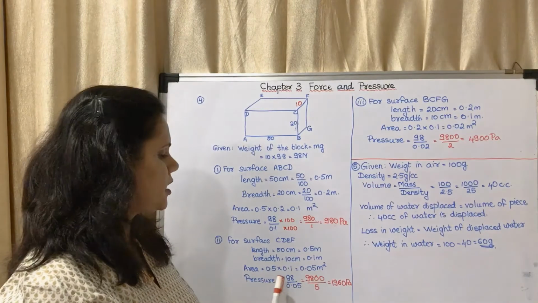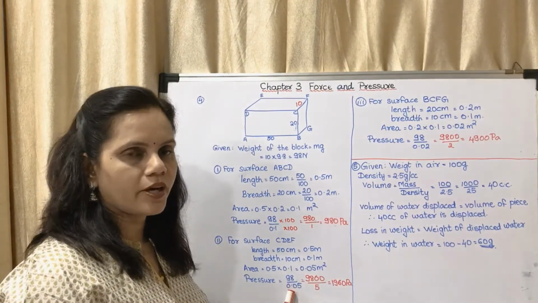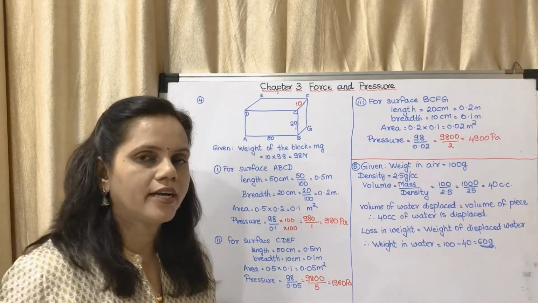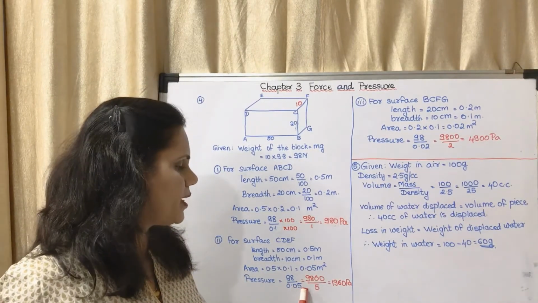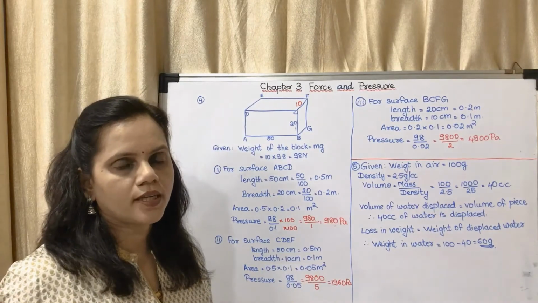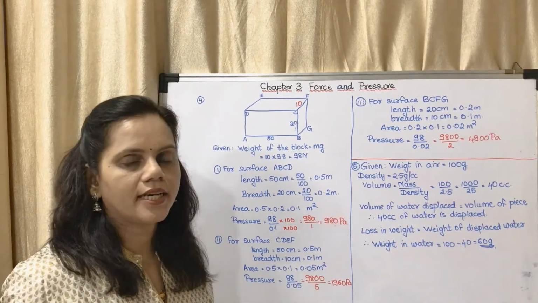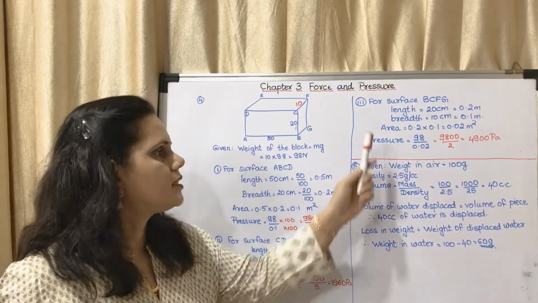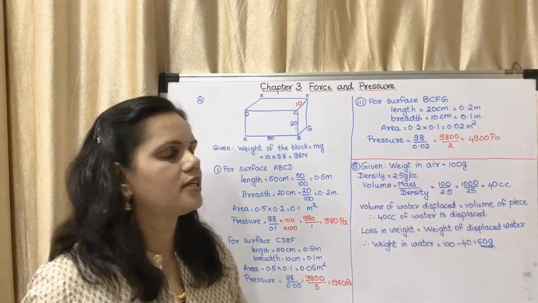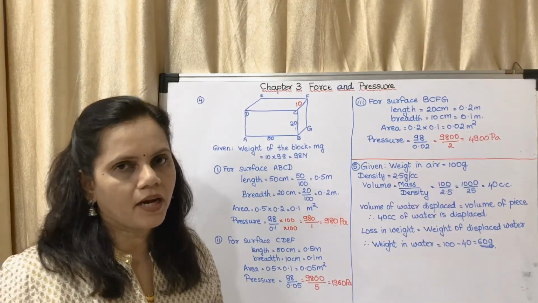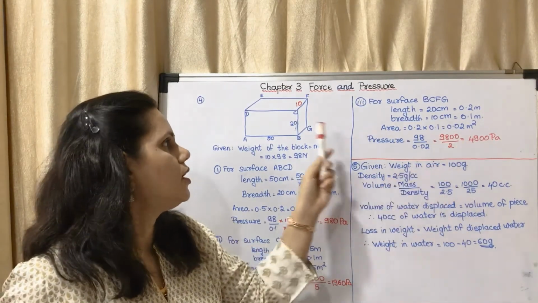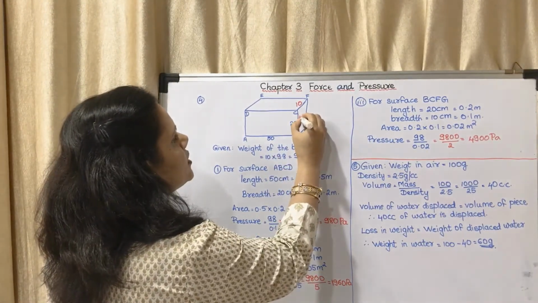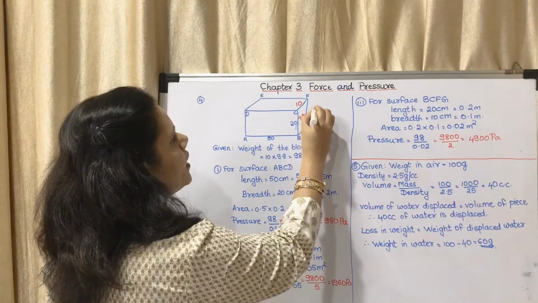Pressure is equal to 98 upon 0.05. You have to get rid of that decimal. Earlier I told you how to get rid of that decimal. You may multiply this with 100, numerator also with 100. You will get 9800 upon 5, that is 1960 Pa. Similarly, here you have got 4900 Pa. This is for this surface. Here the pressure is 4900 Pa.